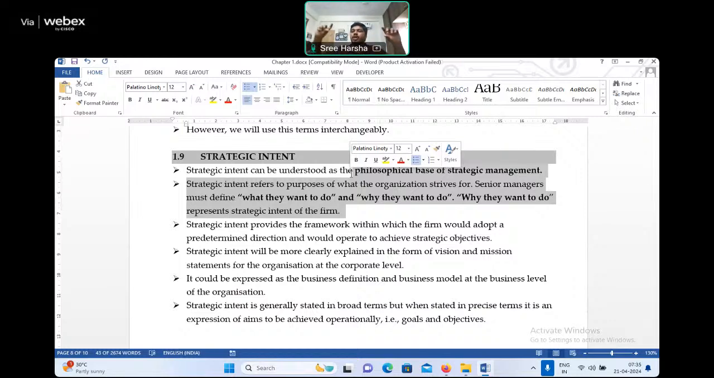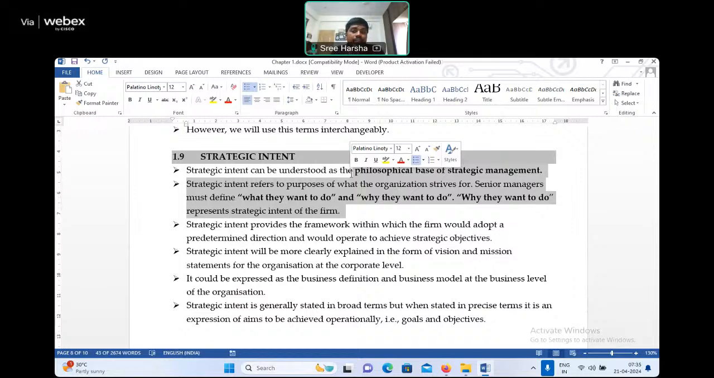Our vision is to launch mobile phones. Our vision is to launch a mobile phone with so and so feature. Our vision is to capture 90% of the market by so and so date. All these things are nothing but flowing out of strategic intent. Intent is nothing but base philosophy. What does management believe in?